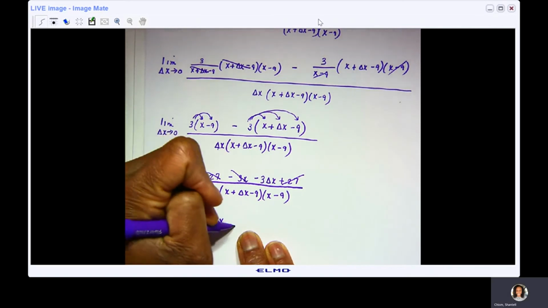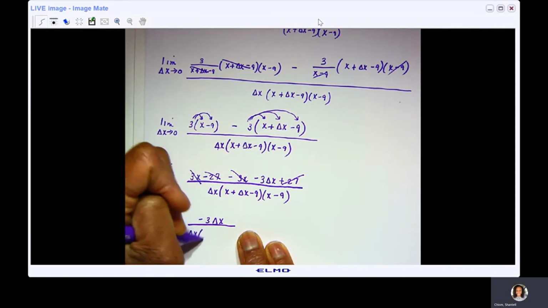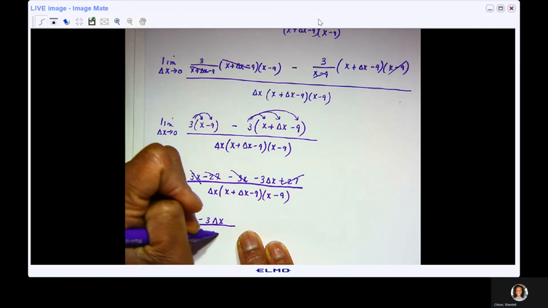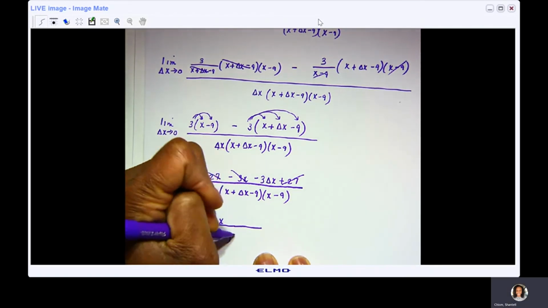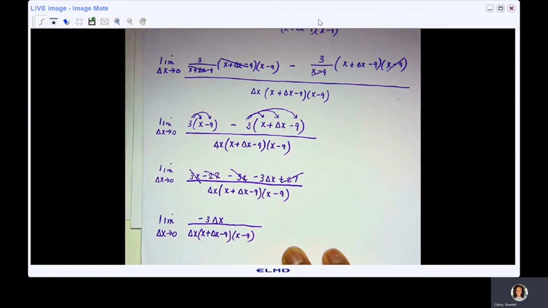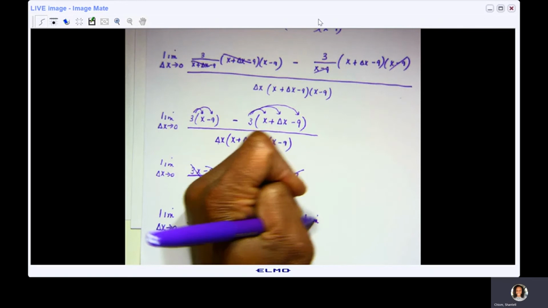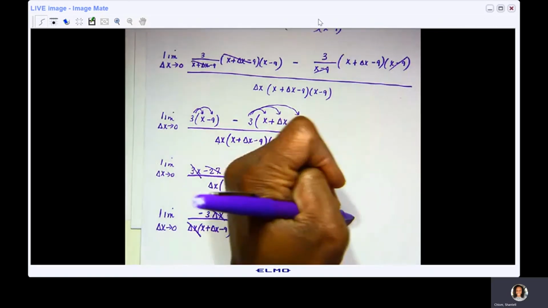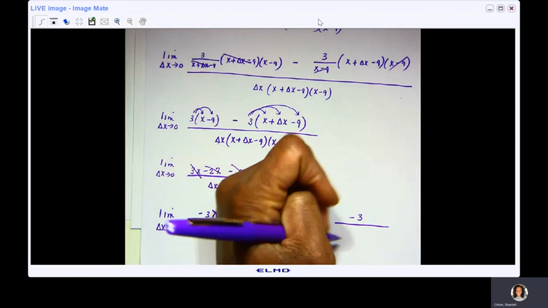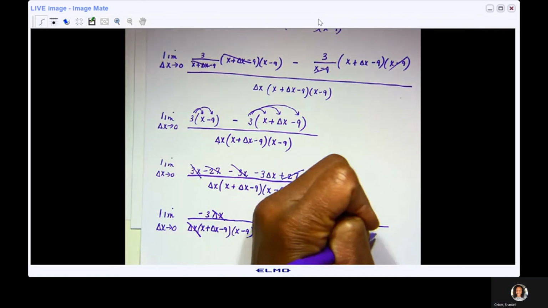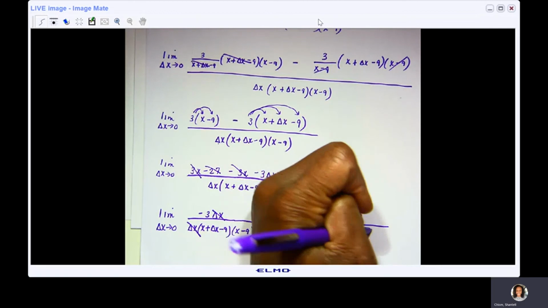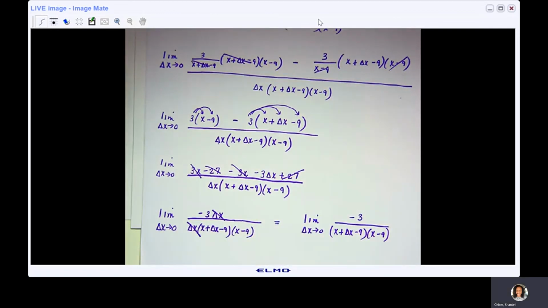That's negative 3 delta x over delta x plus delta x minus 9 times x. Now this seems like a lot. So what's happening here? Delta x, delta x. Right now, we now have the limit 0, we got the negative 3, we got x plus delta x minus 9, and we got x. Okay? Now I can take 0 or I can apply the limit now.